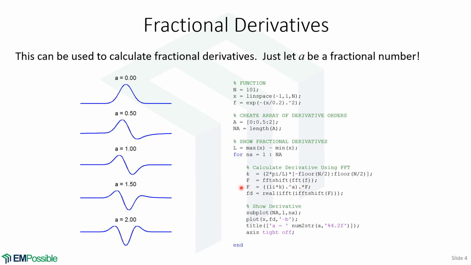It's a scaled version. And we will inverse FFT shift that, inverse FFT. And then I also like to take the real part because sometimes there's some small imaginary noise left over. So I just get rid of that. And now I have the derivative, which of course I can then plot. And when I do that, I see my sequence of fractional derivatives. Really simple code.